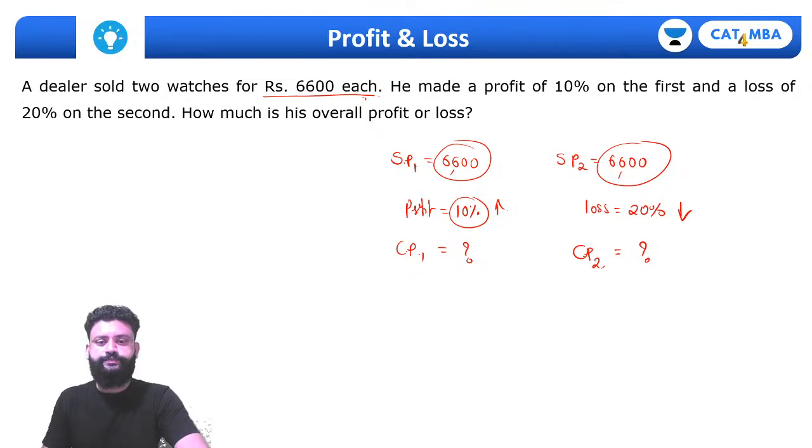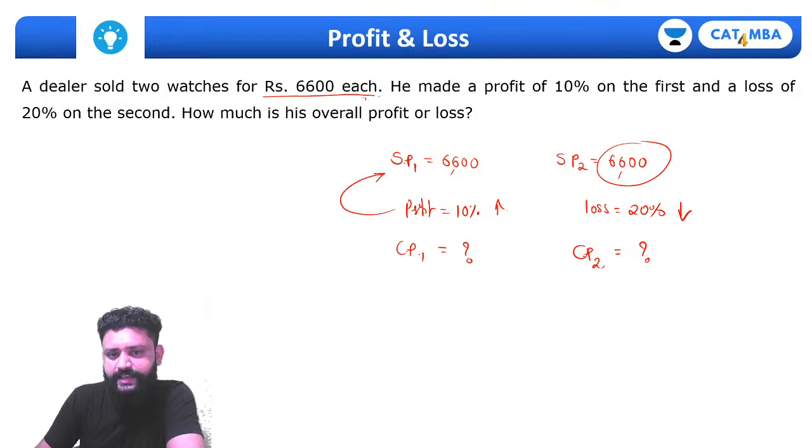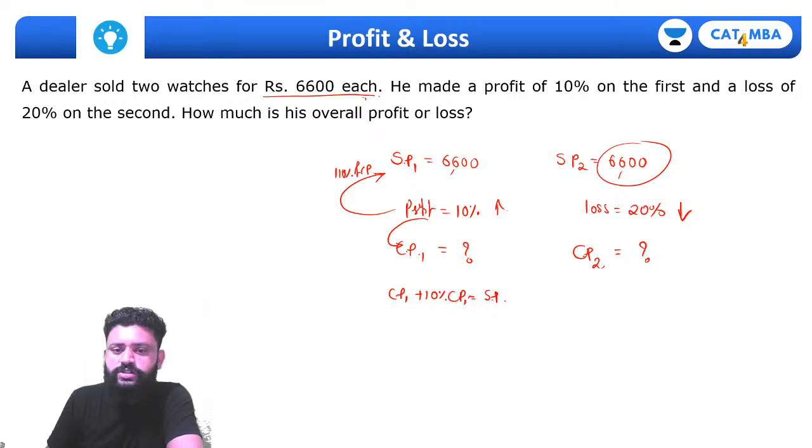speak up quickly. Here there is a 10% profit. 10% profit means this price is 110% of the cost price. 10% is always on the cost price. Cost price 1 plus 10% of cost price 1 is the selling price, or simply you can say 110% of cost price 1 is 6,600.